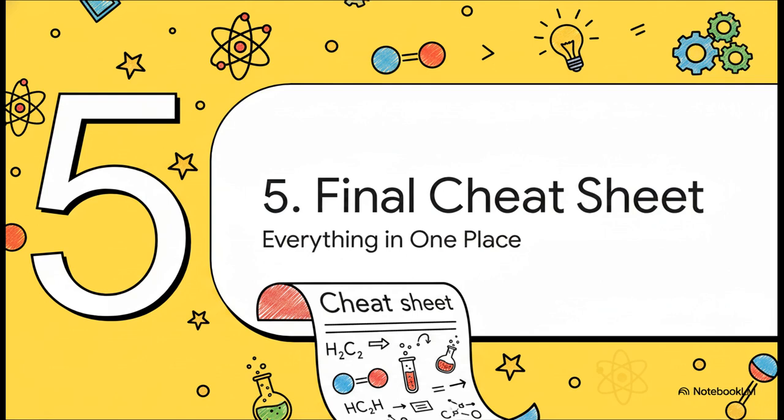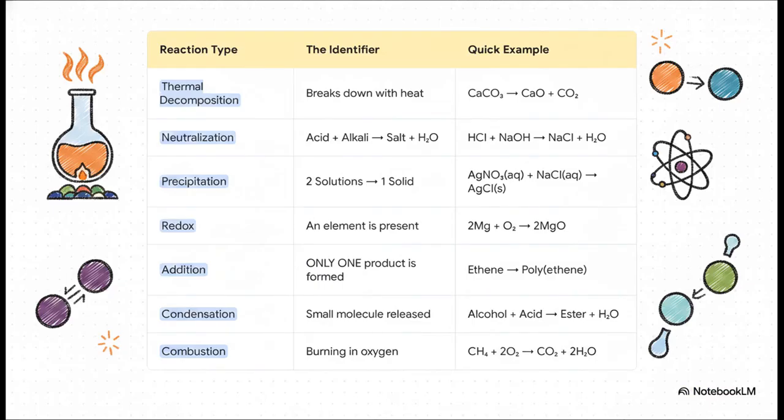Okay, we've covered the tough ones and we've covered the easy ones. Now let's put it all together. It's time for your final cheat sheet. Everything you need for revision, all in one place. And here it is. This table boils everything down to one single identifier. You see something breaking down with heat? Boom, thermal decomposition. You spot a pure element? It's redox. Only one product formed? That's addition. A small molecule gets released? Condensation. Seriously, this table is your new best friend for studying.